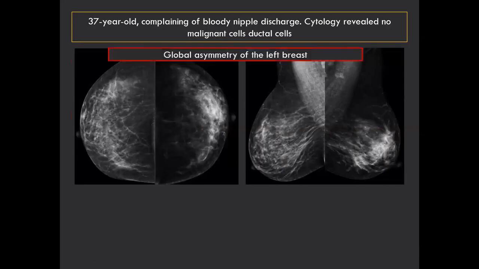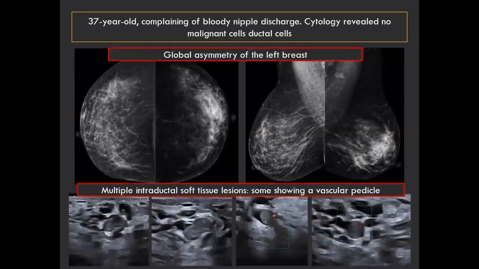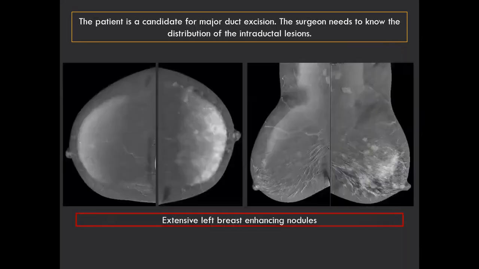There was a global asymmetry of the left breast, and when we performed complementary ultrasound examination, we can see that there are multiple intraductal lesions, some of which show a central vascular pedicle. You might say that this examination is enough, but for the surgeon, this is not enough. Yes, he knows that we have intraductal lesions, but he needs to know the distribution of these lesions in the breast. So in these cases, we might recommend further contrast imaging.